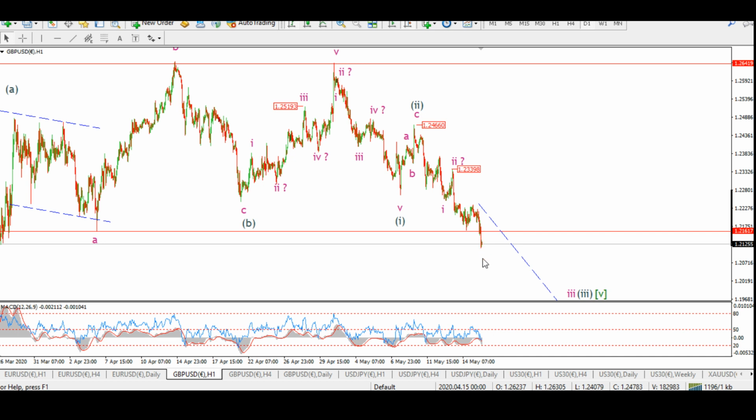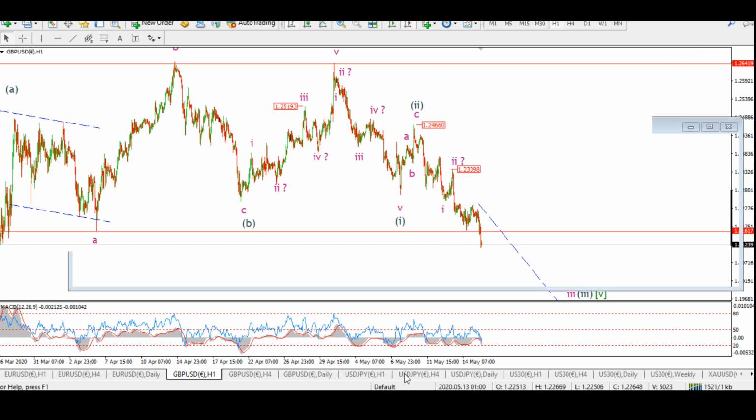I am quietly confident that we're moving into a third wave, but that will require an acceleration lower next week. But we'll just track that. We'll see how it goes. We definitely don't want to see any reversal higher than 123, let's say 123.40 level, that wave 2 high there. We don't want to see that level broken again.